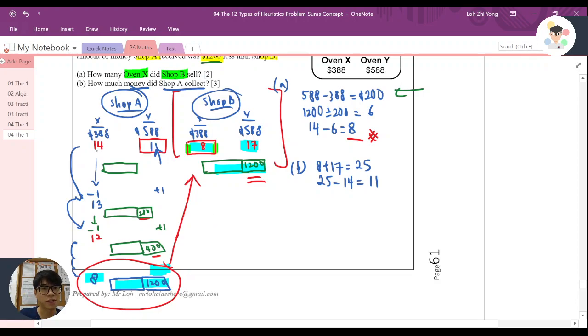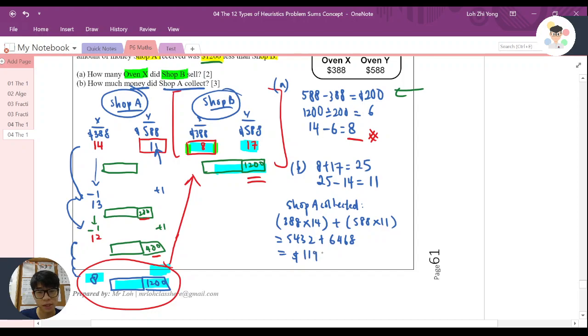And of course, very easy. I just need to multiply, then add to find the answer. Shop A collected 388 times 14, plus 588 times 11, because I have 11 Y in shop A. So you should get 5432, and another one is 6468, and that is equal to 11900. That is basically the answer for B, and we are done for this question.